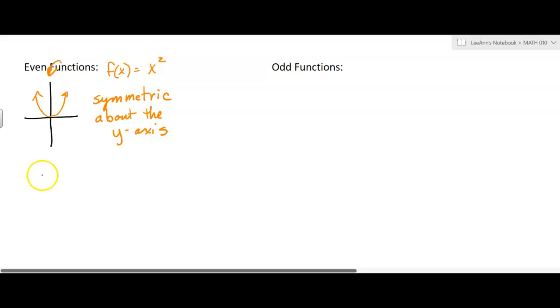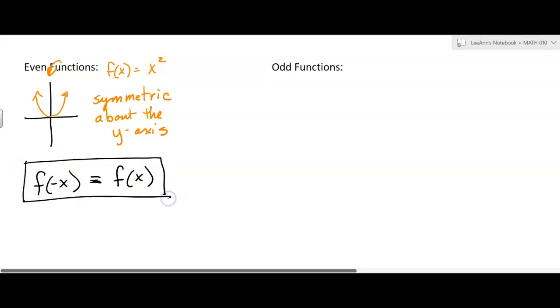Okay, so here's the rule though algebraically. If you take f of the opposite of x, it equals the original function. Okay? So that's kind of the test right here. That's the test to see if something's an even function. You find f of negative x, and if it turns out it didn't change anything, then it's the same.